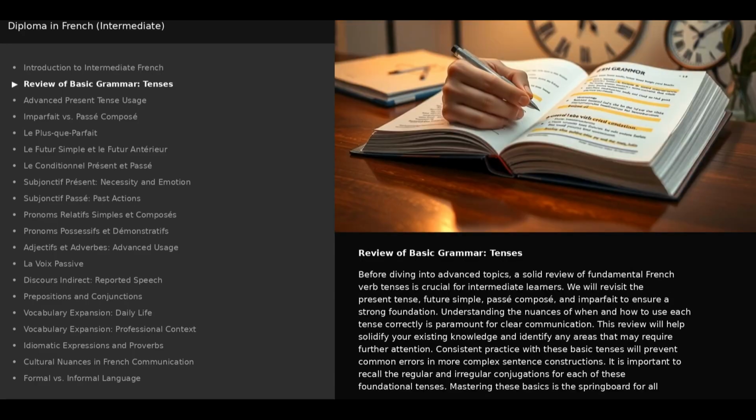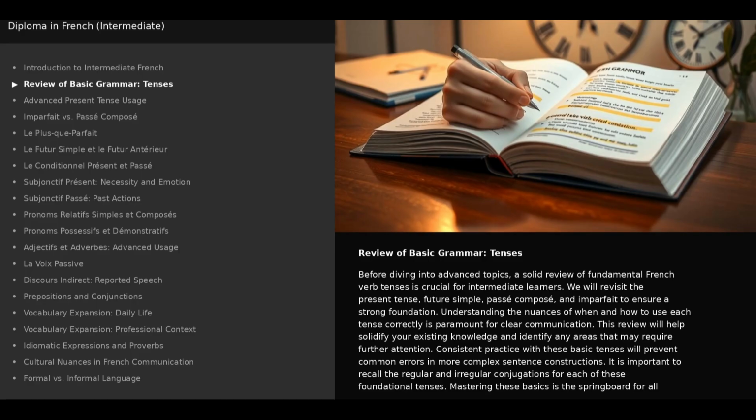Review of basic grammar. Tenses. Before diving into advanced topics, a solid review of fundamental French verb tenses is crucial for intermediate learners. We will revisit the present tense, future simple, passé composé, and imparfait to ensure a strong foundation. Understanding the nuances of when and how to use each tense correctly is paramount for clear communication.